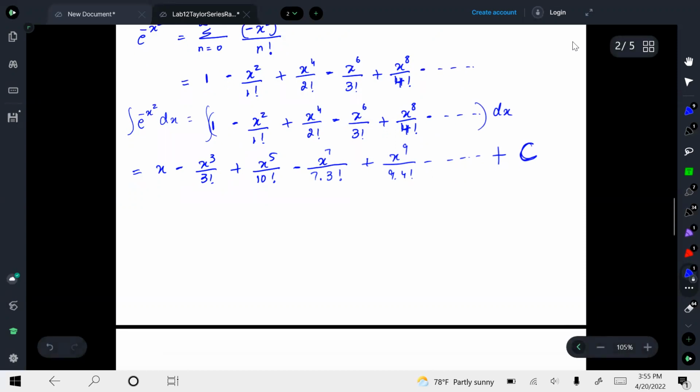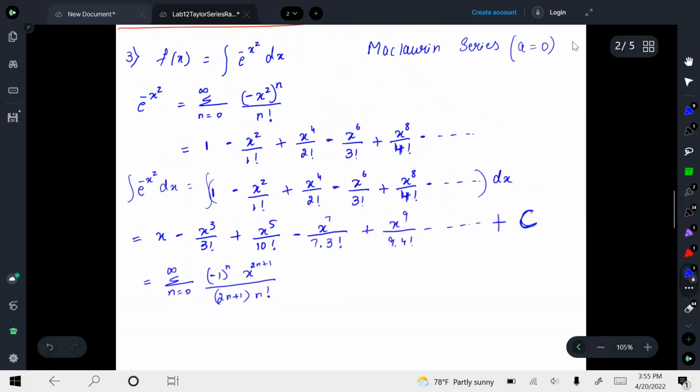Now we can develop this as a series, and we can write the summation from n equal to 0 to infinity of negative 1 to the power of n, x to the power of 2n plus 1, divided by 2n plus 1 times n factorial. So this is by using the Maclaurin series.